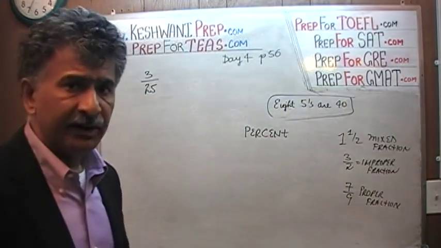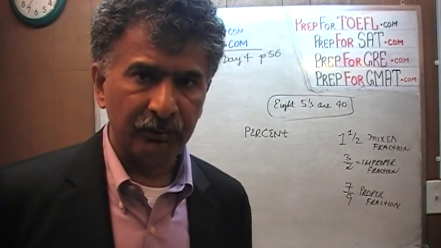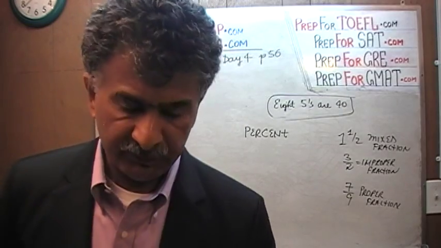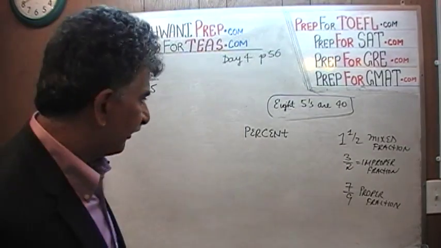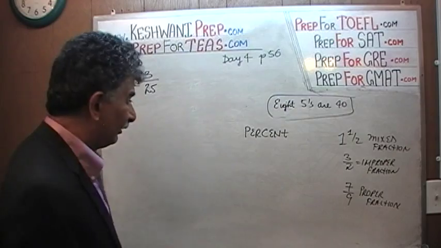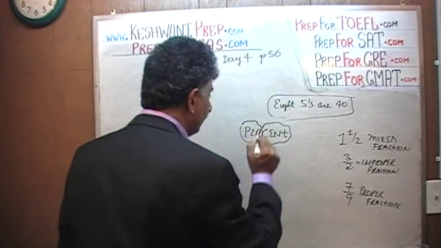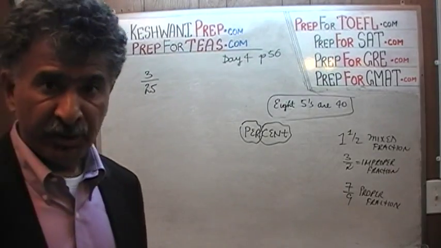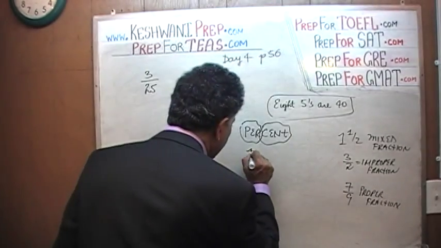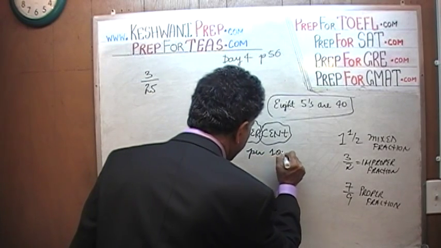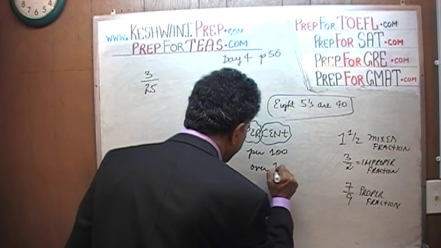What does the word percent actually mean? What is the literal meaning of the word percent? Percent literally means exactly what it says, which is per 100. Cent is where your word century comes from. Percent means per 100, or over 100.